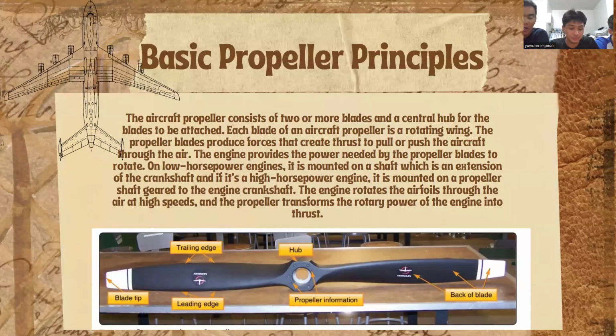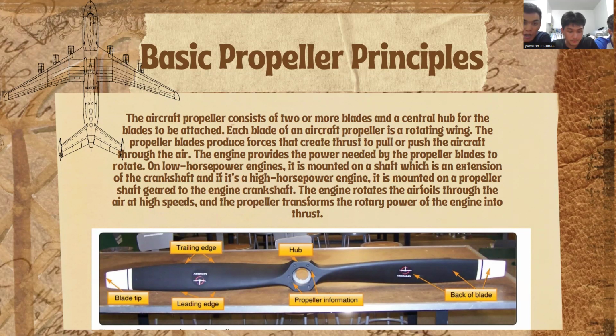Basic propeller principle. Aircraft propellers consist of two or more blades and a central hub for the blades to be attached. Each blade of an aircraft propeller is a rotating wing. The propeller blades produce forces that create thrust to pull or push the aircraft through the air. The engine provides the power needed by the propeller blades to rotate.